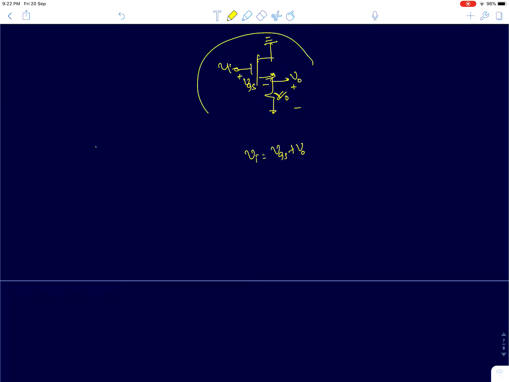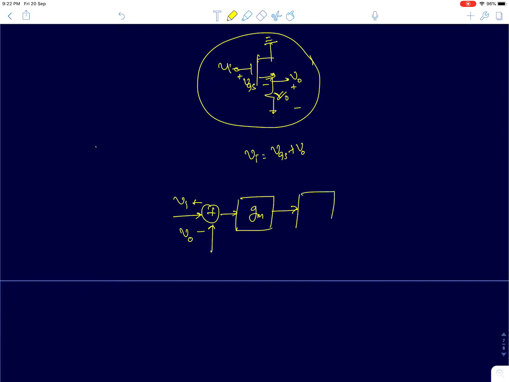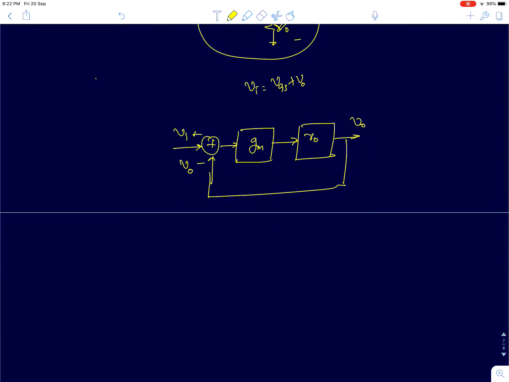You can actually see that this circuit is like a feedback system. Vi is the input to the system, and Vi minus V0 is the error. That times gm is the current that is generated, which then flows through R0 and creates the voltage drop V0, and the feedback is closed. So this product, gm into R0, I am going to call A0. So I will call it A0 like this.